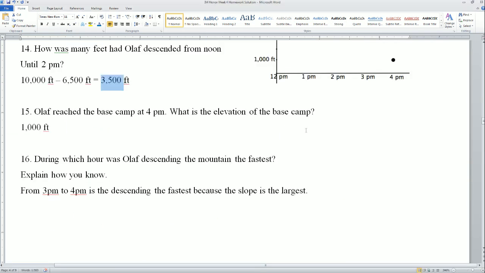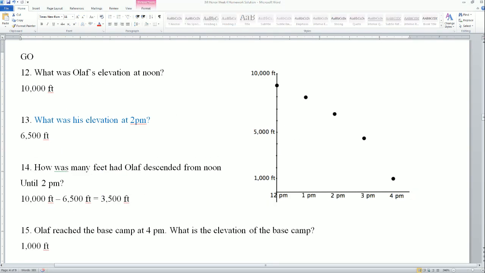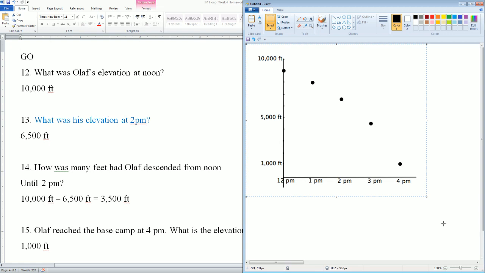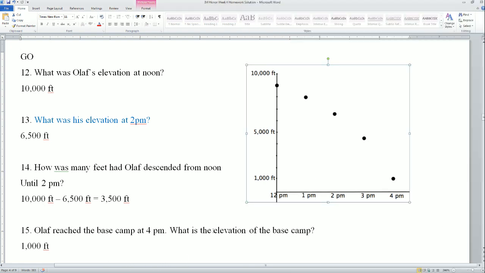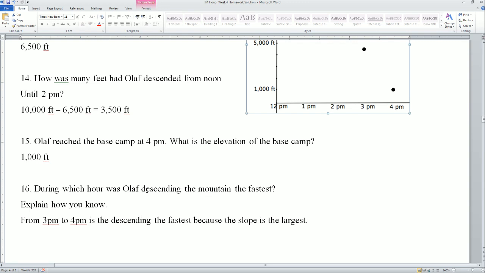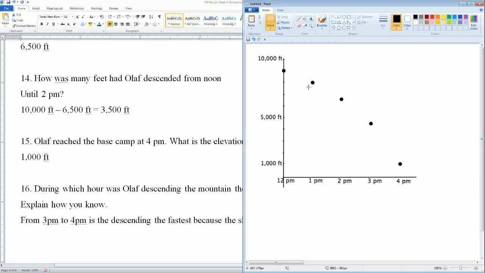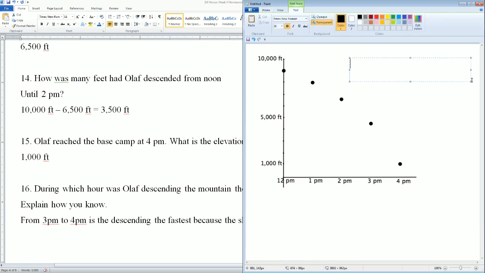Alright, let's grab a new copy of the image. I just want to make sure that we are working with a clean image. Alright, good. When we are looking for descending the mountain the fastest, I would like everybody to understand that question 16 is looking for the slope, the steepest slope.